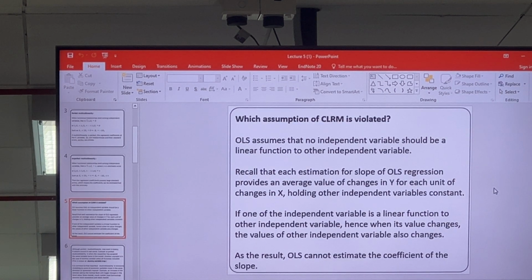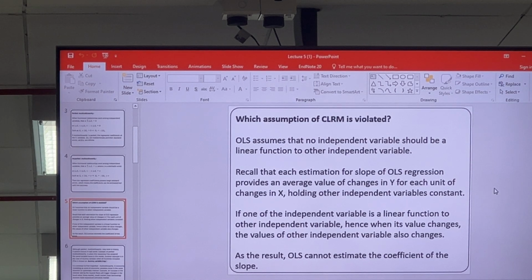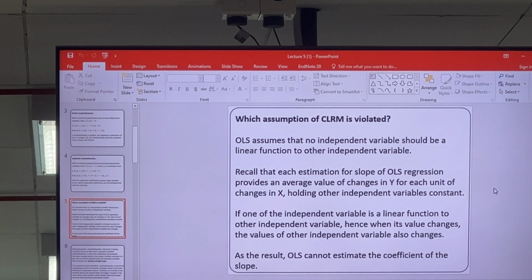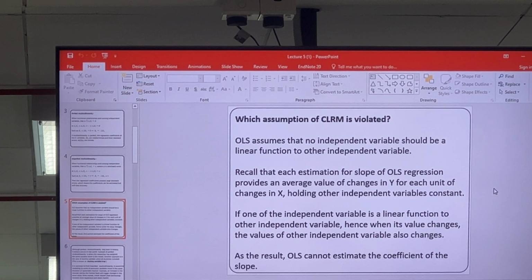So which assumption of the classical linear regression model is violated? Ordinary least squares assumes that no independent variable should be a linear function of other independent variables. Recall that each estimated coefficient of the ordinary least squares regression provides an average value of changes in y for each unit of change in x, holding other independent variables constant.